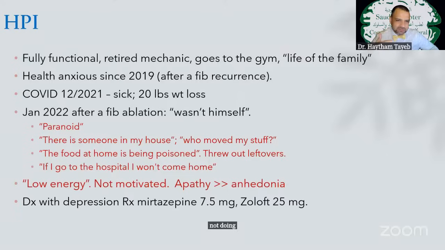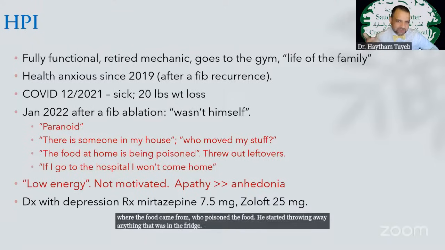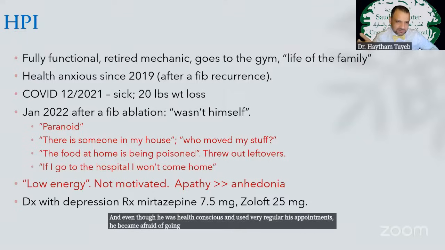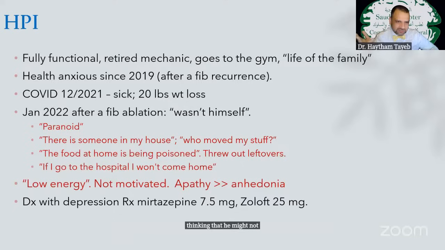And then he was asking about where his stuff is, where the food came from, who poisoned the food. He started throwing away anything that was in the fridge. And even though he was health conscious and used to be very regular with his appointments, he became afraid of going to the hospitals and thinking that he might not come home, and potentially thinking that there was something being plotted against him by some other healthcare professionals.